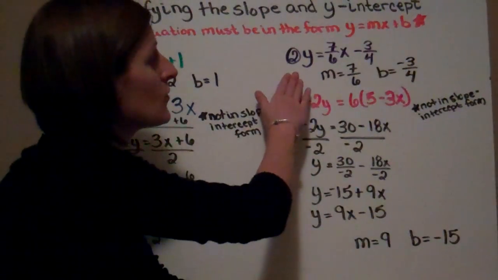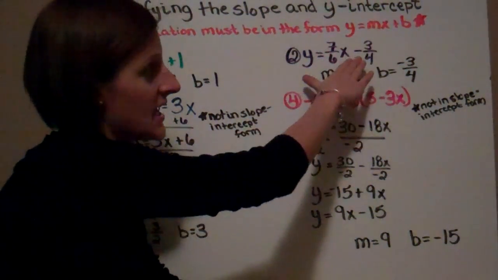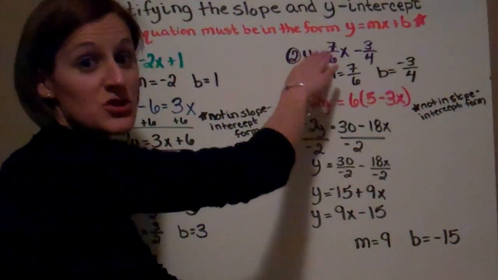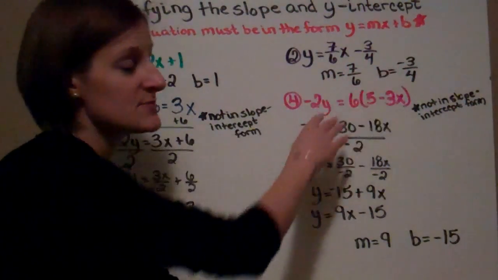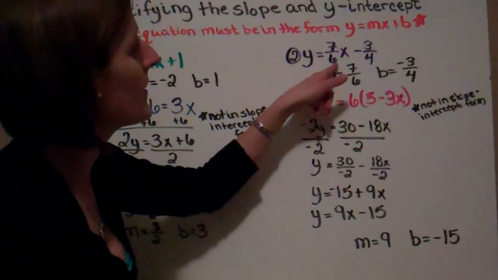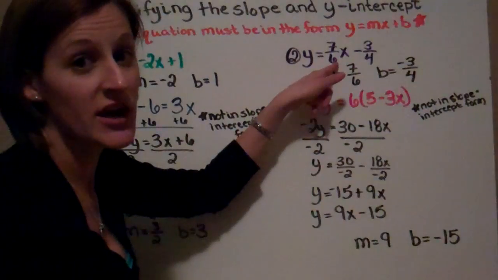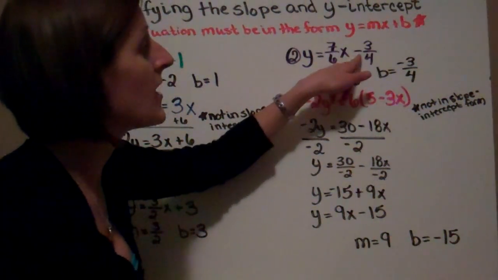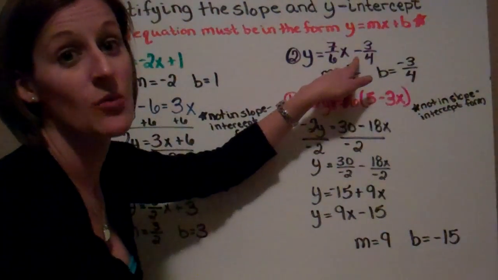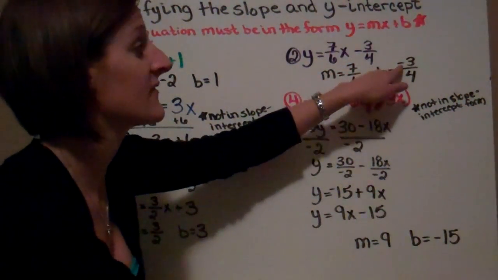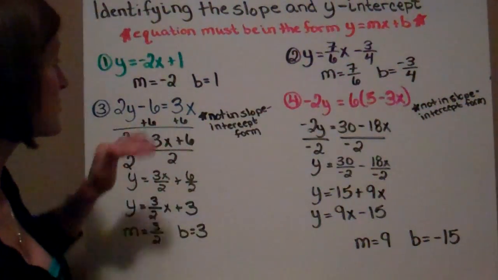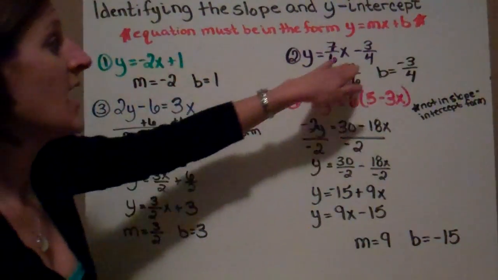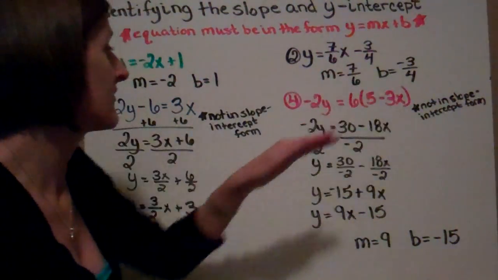Over here in the second one, I have y equals 7/6x minus 3/4. Notice we're still in the form y equals mx plus b. The number in front of my x is 7/6. It's a fraction, but that's okay. So that's my slope. And then now I have minus 3/4. That means the y-intercept is at negative 3/4.